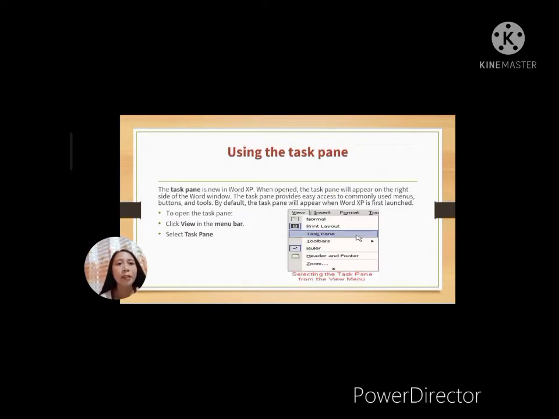Using the task pane. The task pane is new in Word XP. When opened, the task pane will appear on the right side of the Word window. The task pane provides easy access to commonly used menus, buttons, and tools. By default, the task pane will appear when Word XP is first launched. To open the task pane, click View in the menu bar, then select Task Pane.